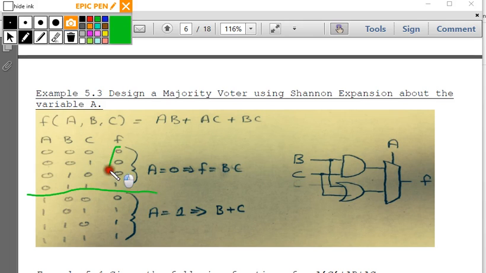And we see our function outputs. Now, you can do one of two things. Here, it's pretty intuitive what the functions are. If it's not intuitive, you can do a K-map.